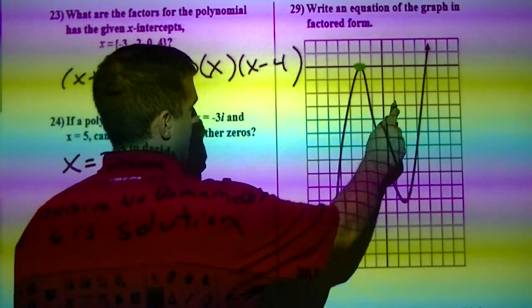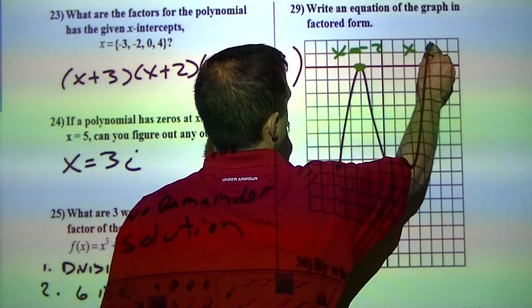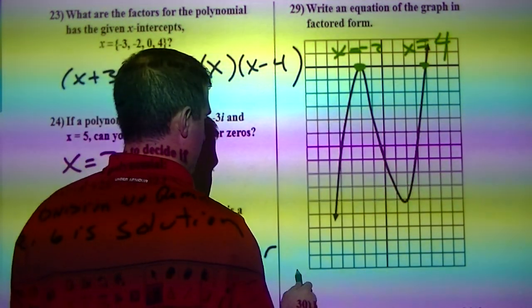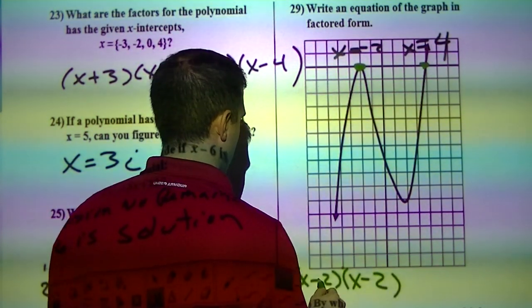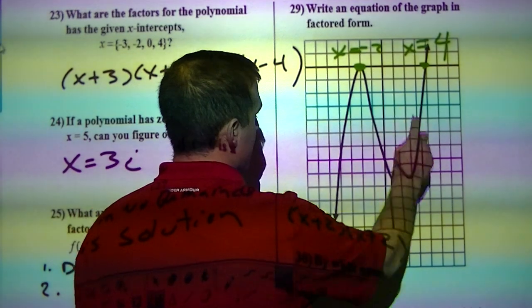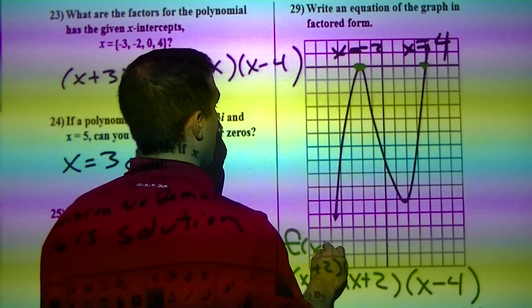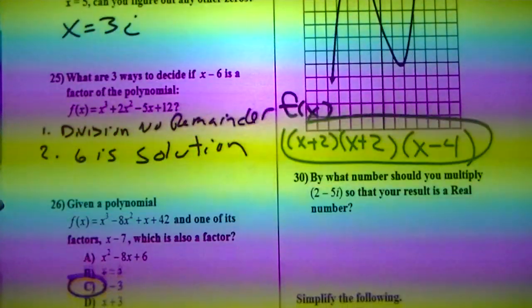Okay. Well, that's at x equals -2. That's at x equals 4. Okay. So since that's a double root, I'm going to be at -2, -2. I'm sorry, +2, +2. And then that's going to be at 4, which is x minus 4. So here's my answer. Here's an example of the polynomial in factored form. Okay. You could write it as x plus 2 squared if you like.